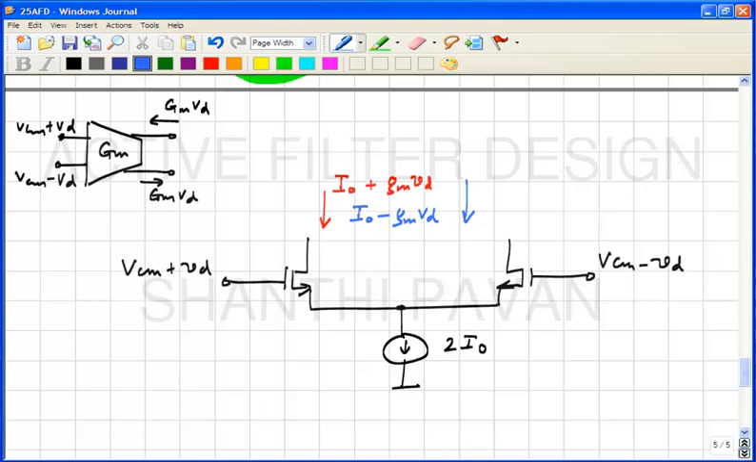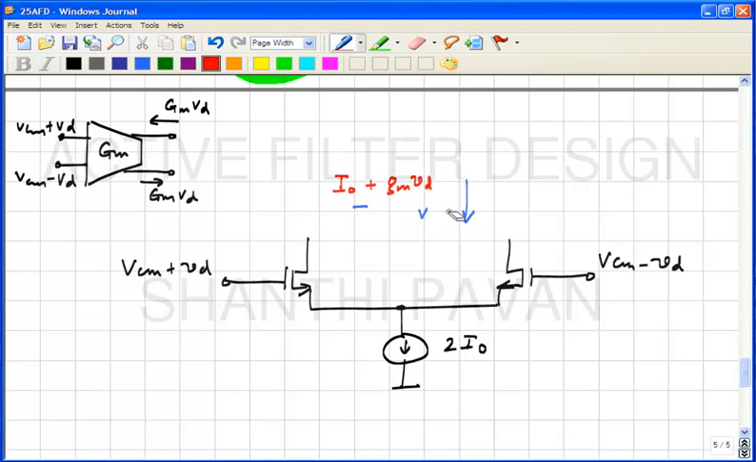KCL. So what do you think I should do? Conceptually, don't get into mirror and all this stuff right now. Conceptually, what will you do? I'll put... Okay, so in other words, I need to get rid of I naught.